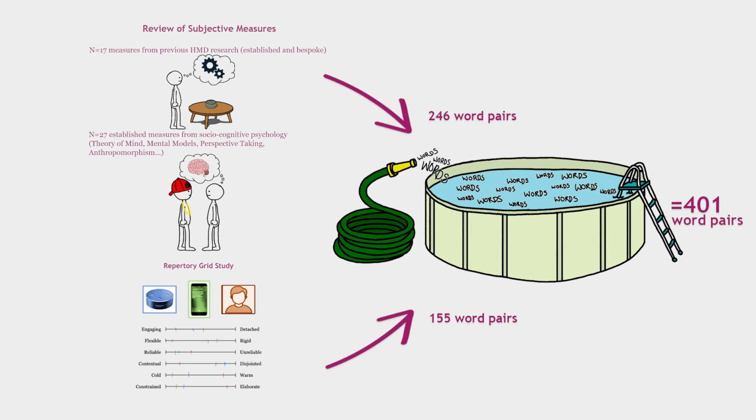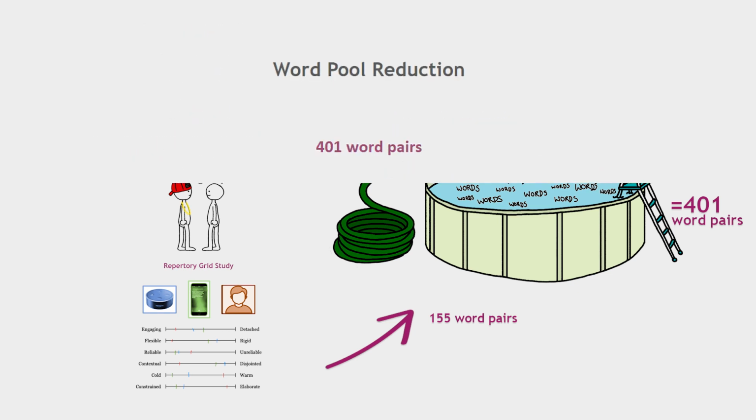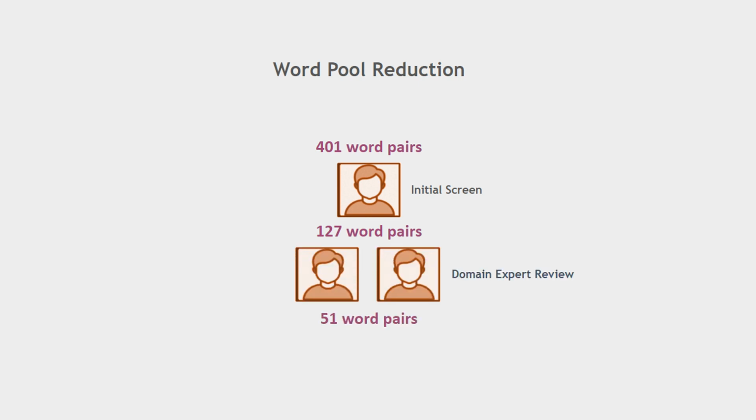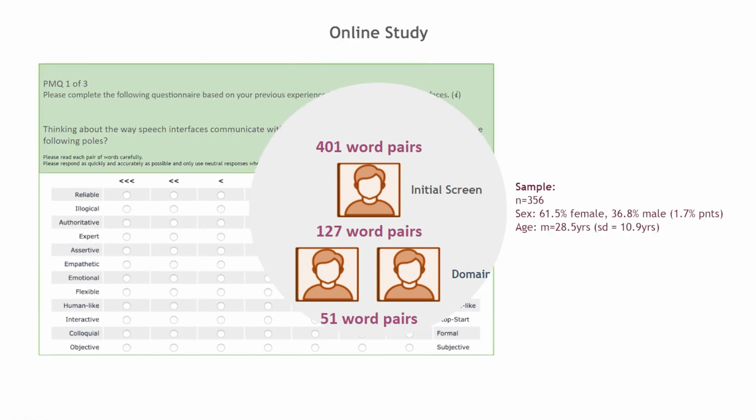The next step is to reduce this pool to a more concise set of attributes. This involved an initial screening procedure, followed by a systematic review conducted by domain experts. Both phases were aimed at ensuring the remaining word pairs were relevant to the concept of partner modeling, whilst also providing adequate coverage and nuance between pairs.